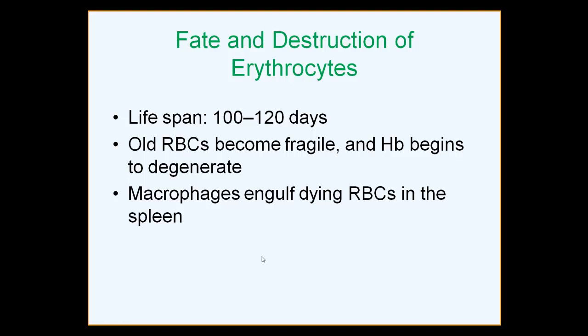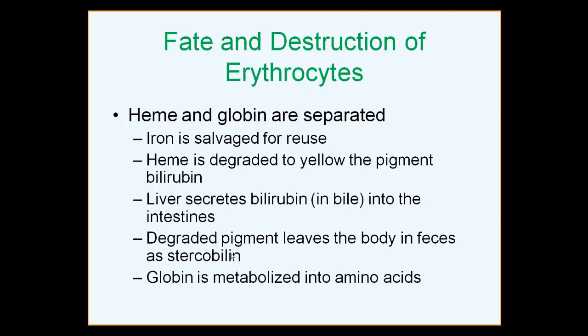Okay, so the lifespan of the red blood cells, we agreed, is about 100 to 120 days. The red blood cells will become fragile, and the hemoglobin will begin to degenerate. The macrophages will engulf the red blood cells in the spleen. Now what happens to the heme and the globin, what makes the hemoglobin, is very important for us, how to salvage that.